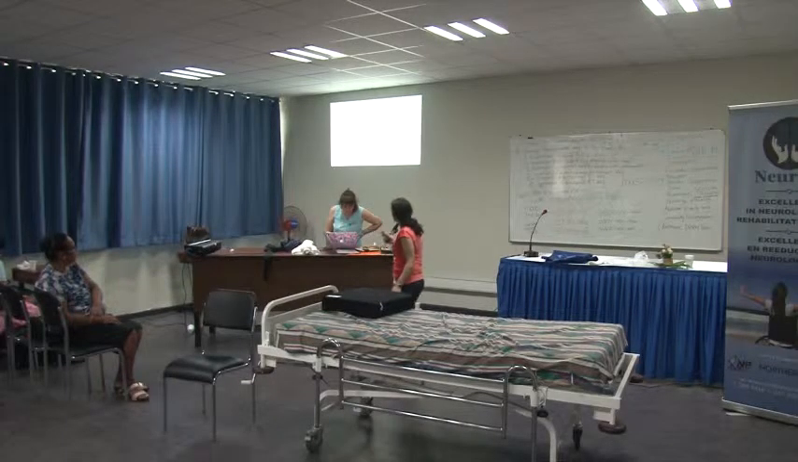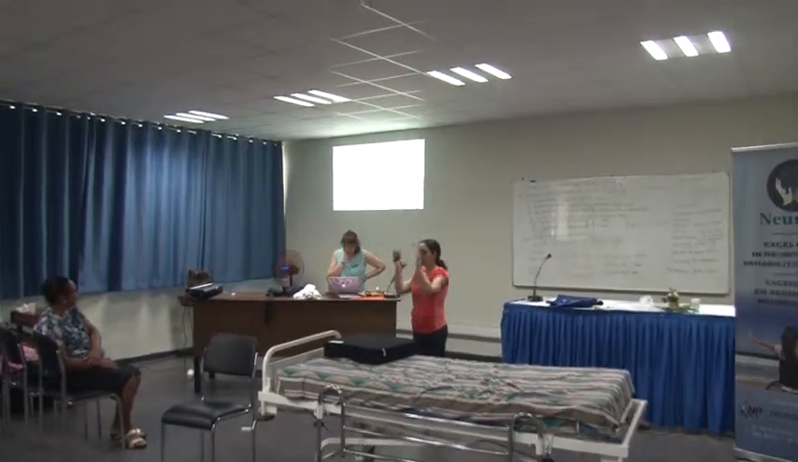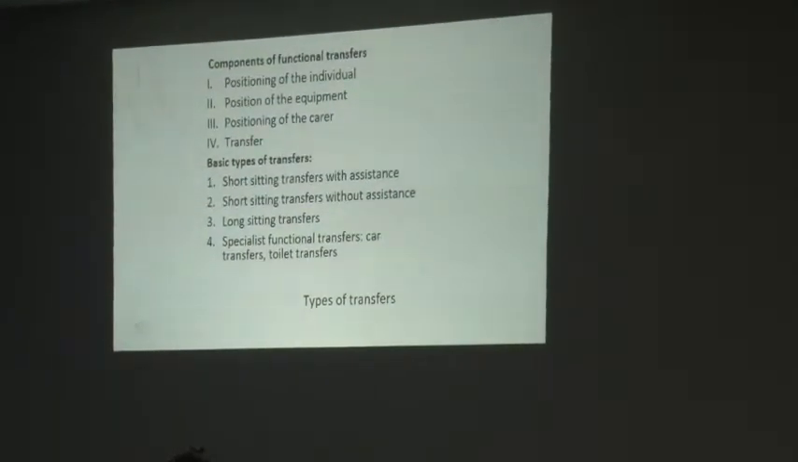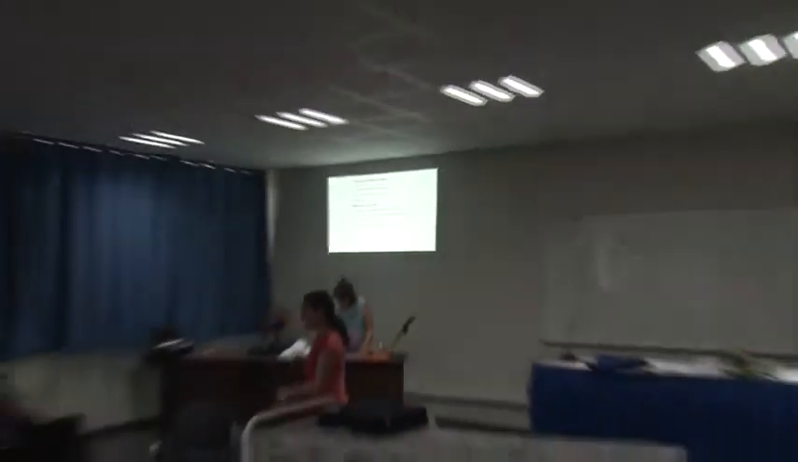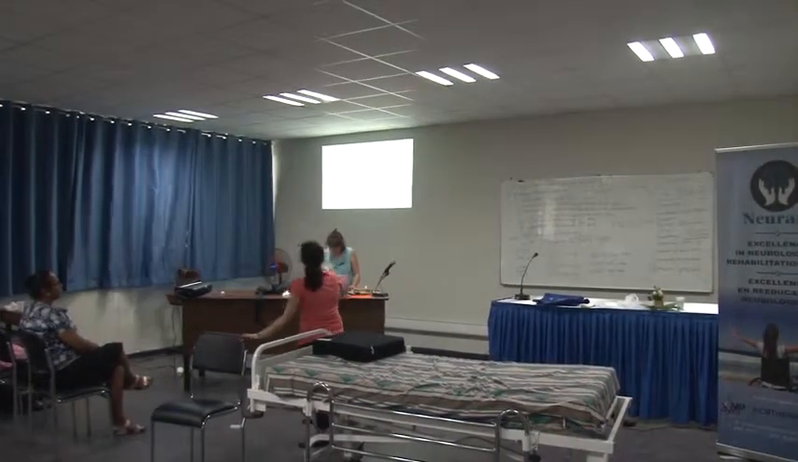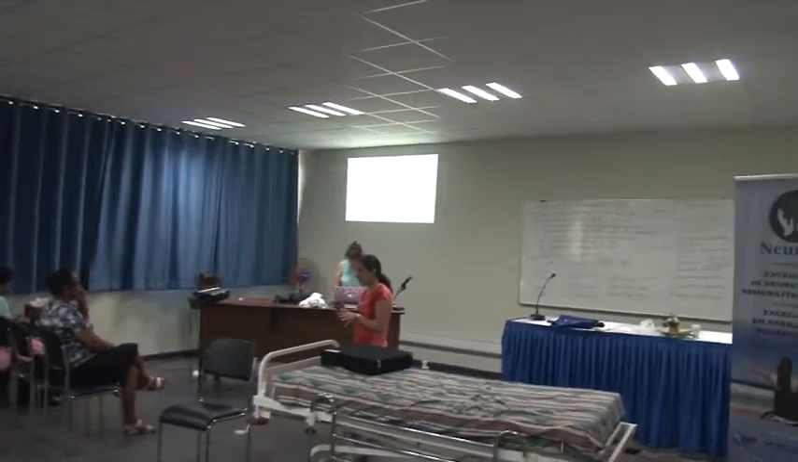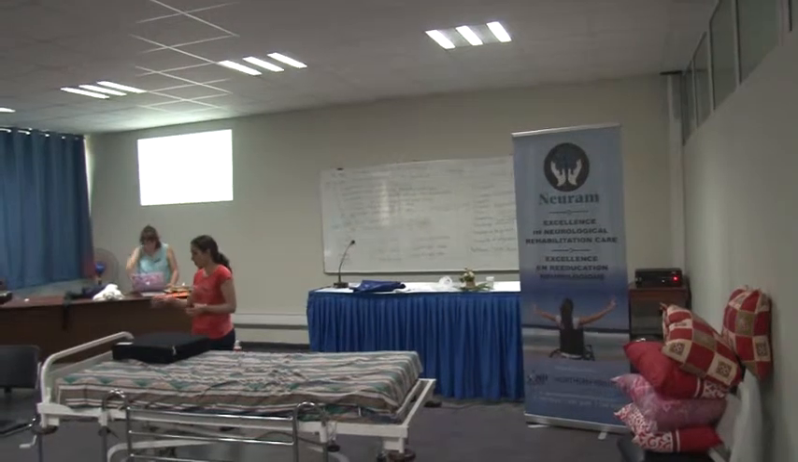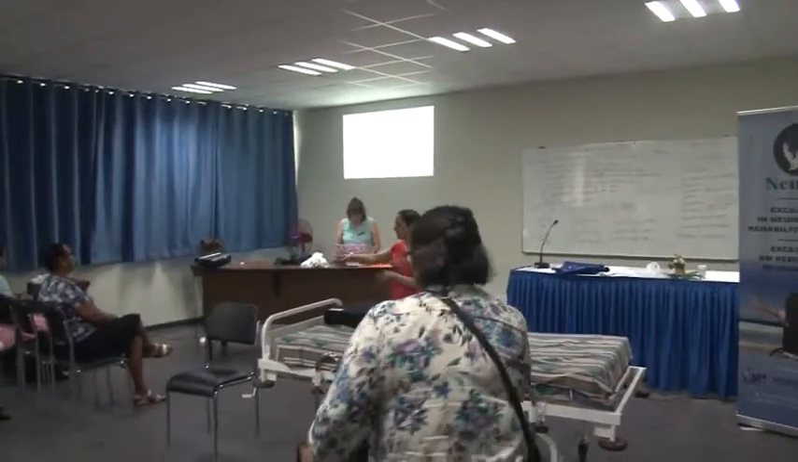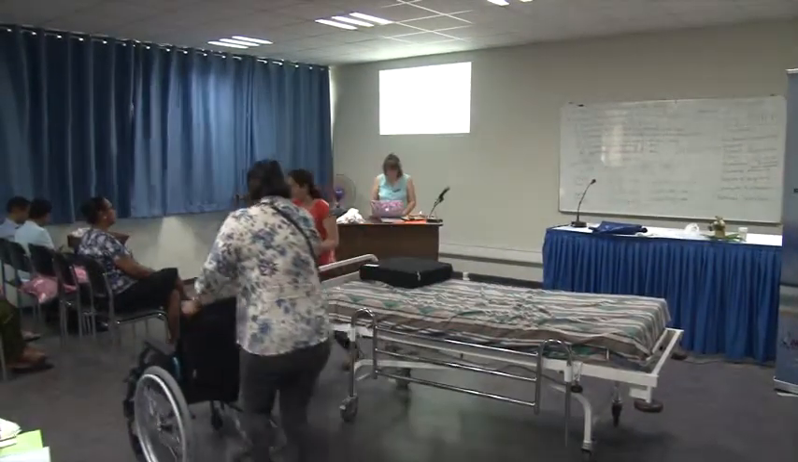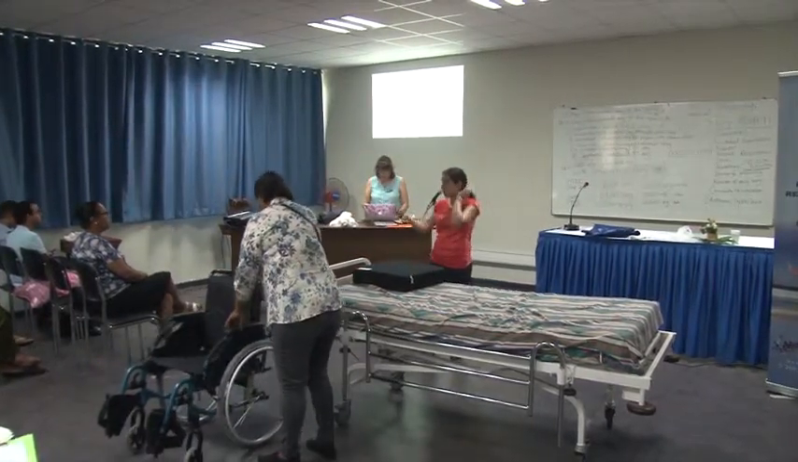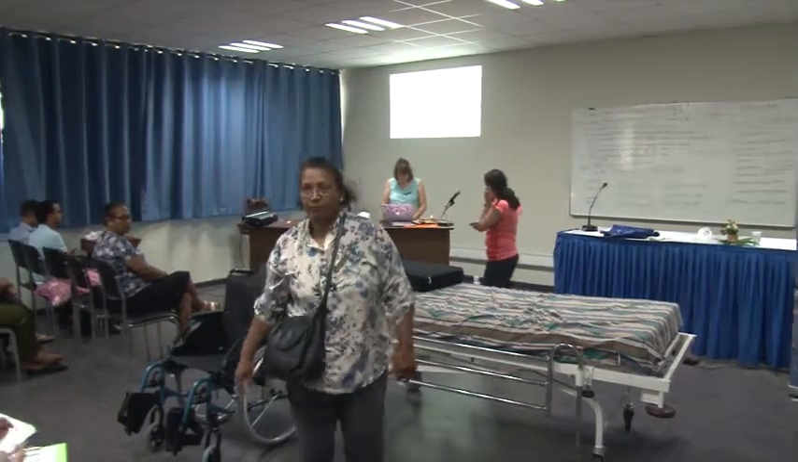Transfers, I've tried to put it in sections so it's easier for all of us to remember. The components of a transfer, when you get a person ready from one surface to transfer to the other, is position of the patient, right? What position is the patient in or the person in? Position of the equipment, which is where is the wheelchair or where is the other chair or sofa, where is that position? The position of the carer or the therapist, whoever is assisting, and actual transfer.